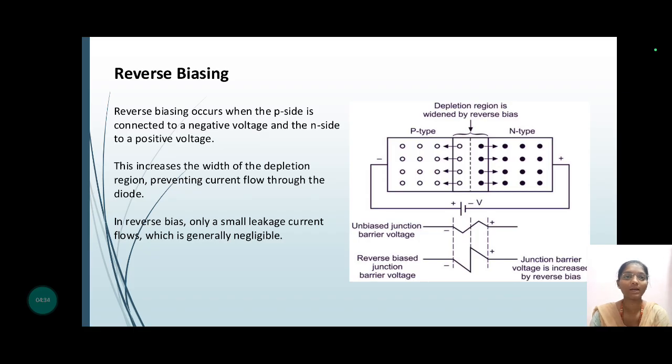Reverse biasing occurs when the p side is connected to a negative voltage and the n side to a positive voltage. This increases the width of the depletion region, preventing current flow through the diode. In reverse bias, only a small leakage current flows, which is generally negligible. In the beside picture, we can observe between the p-type and n-type that the depletion region is widened by the reverse bias. Junction barrier voltage is increased by the reverse bias.